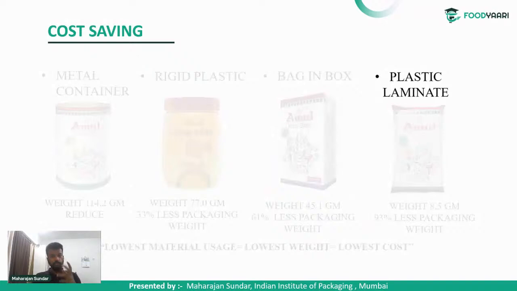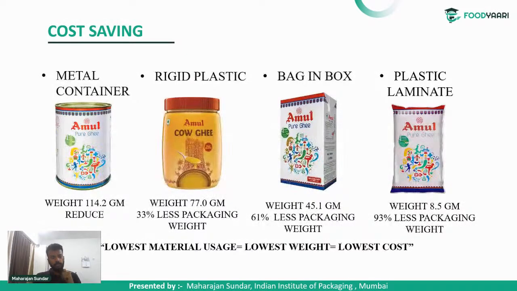Then this is also seen in the market. Metal container. A metal container weighs around, for example, Amul 1 liter ghee. The metal container weighs around 114.2 grams. But when compared to a rigid plastic, it just weighs around 77. It is almost 33% less weight.